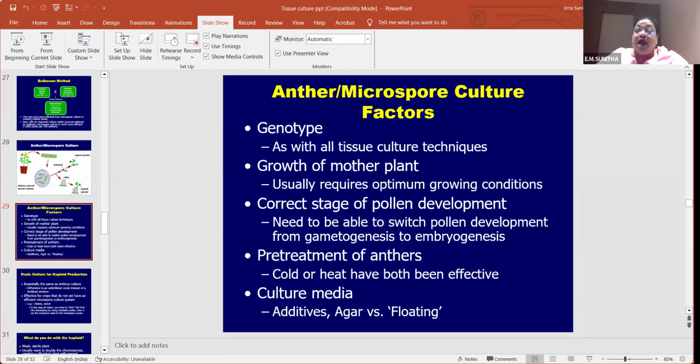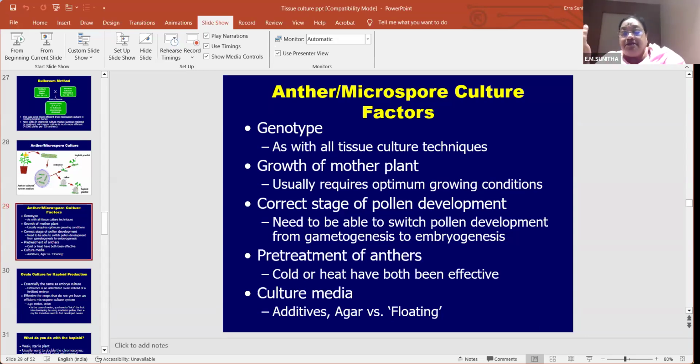Then we have to see the pollen, at which stage that pollen is there, whether the pollen has just formed or whether it is turning into the pollen tube, or which stage it is. The correct stage of the pollen grain has to be taken. Then we have to give certain pre-treatments for the anthers. It can be cold treatment or heat treatment.